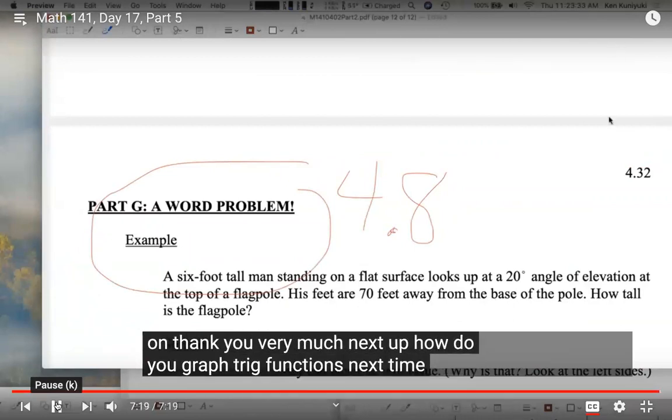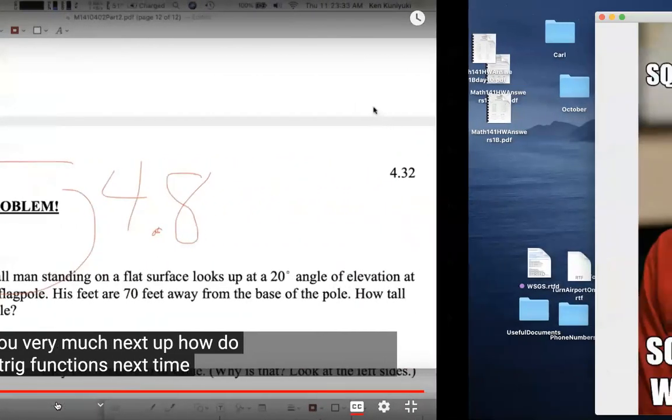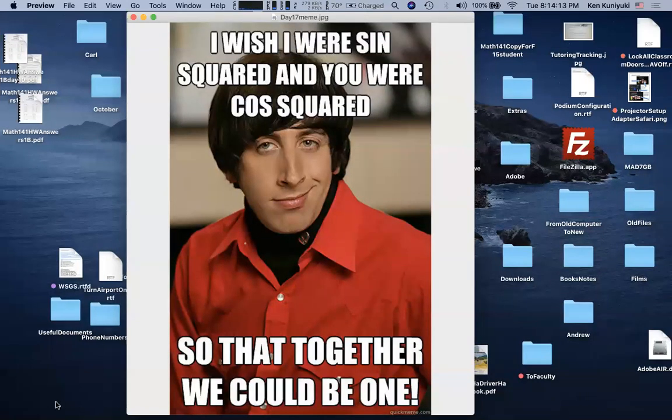Next time. Actually, before that, I want to show you some really cute memes. Of course, I didn't create these. I'm not much of an artist. All right, Big Bang Theory fans. That's Wolowitz, right? This is a joke from MIT, so I don't know if you want to go to MIT now. I actually first heard this one from the show Beauty and the Geek. I wish I were sine squared and you were cosine squared so that together we could be one. You should really say sine squared x, whatever.